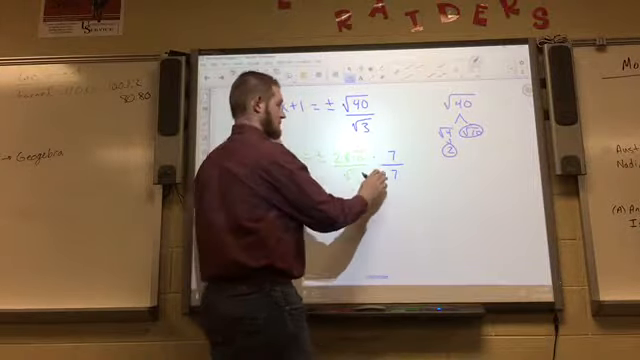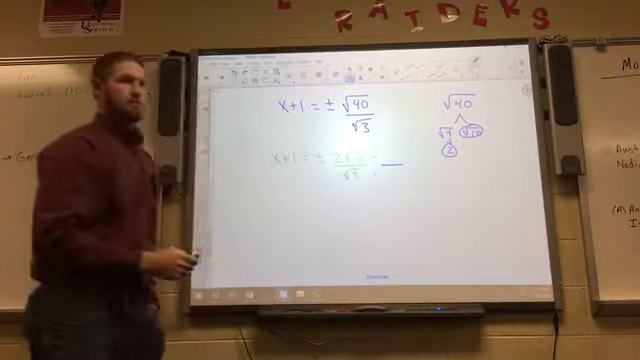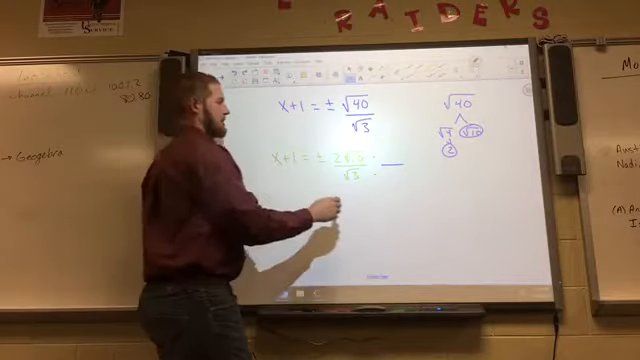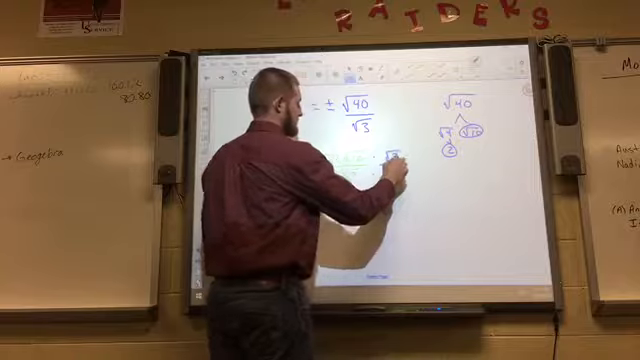Does it matter if we do like 6 over 6? It's going to matter, because I need that radical to go away. So on the top and the bottom, I'm going to multiply by the square root of 3.